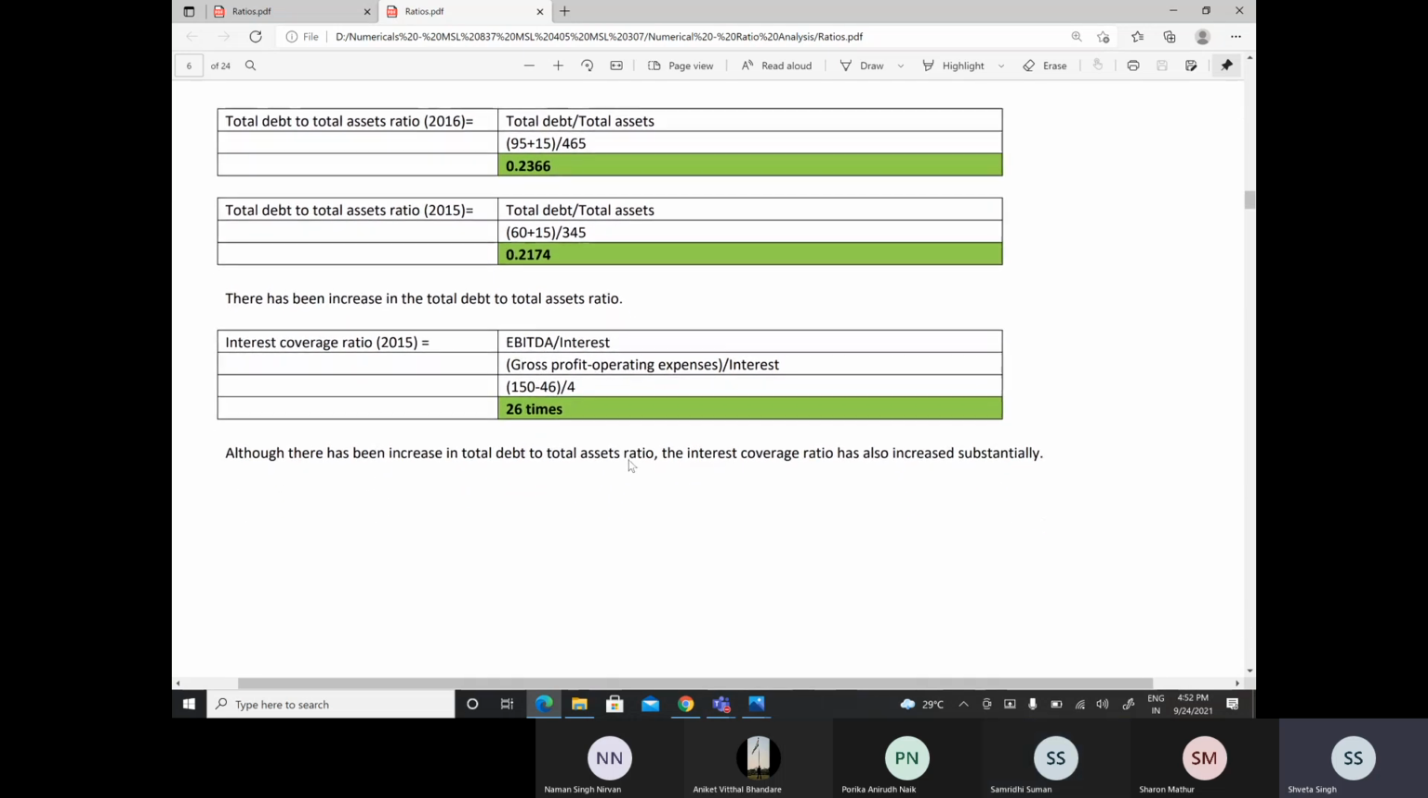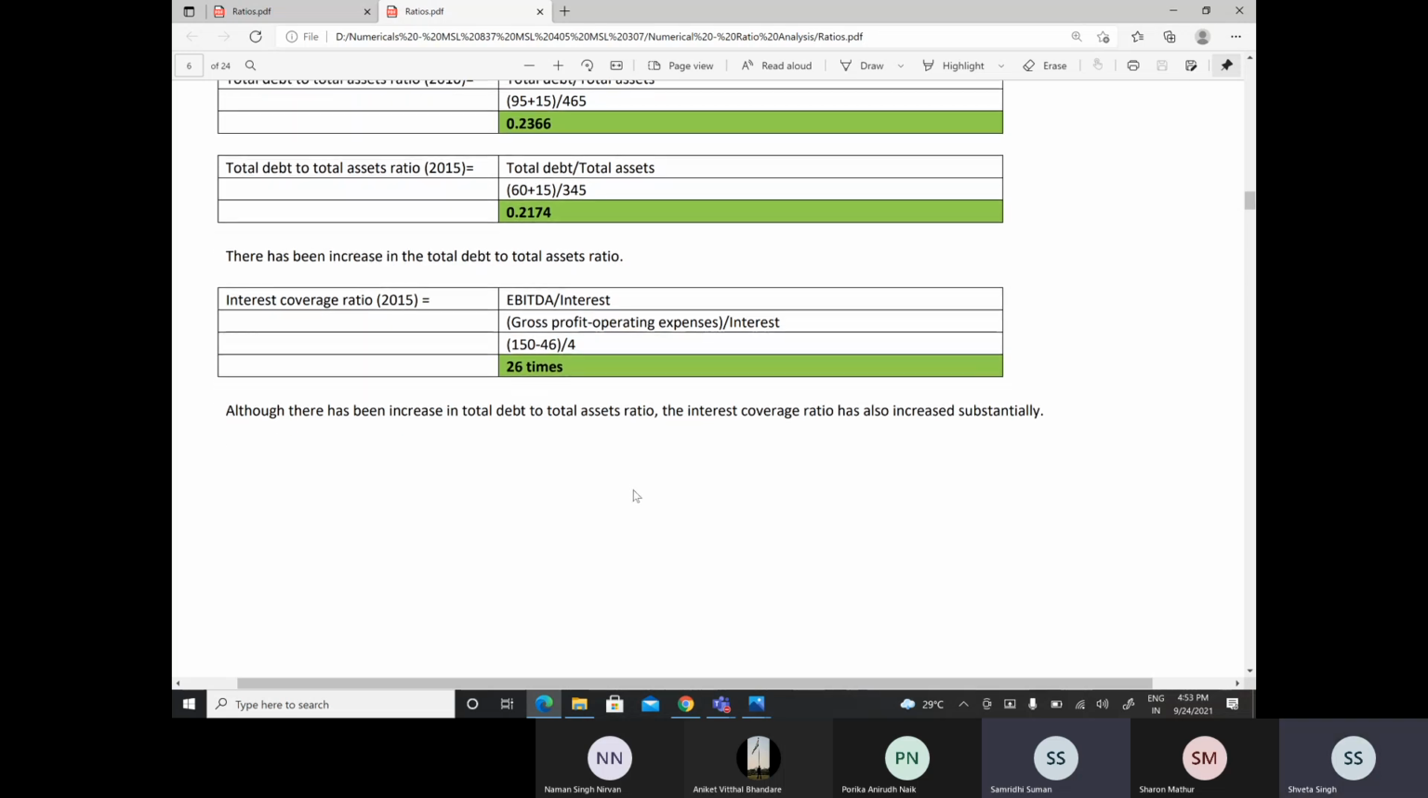Then we look at total debt to total assets ratio of 2016. That is total debt upon total assets, which is 0.2366 or 23.66%. And for 2015, the value is 60 plus 15 divided by 345, that is 21.74%. We can see clearly over here that there has been increase in the total debt to total assets ratio. Then we have the interest coverage ratio, which is EBITDA divided by income. So that is 150 minus 46 divided by 4, which is 26 times.